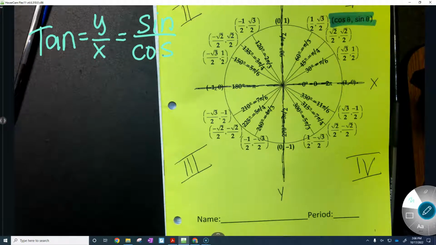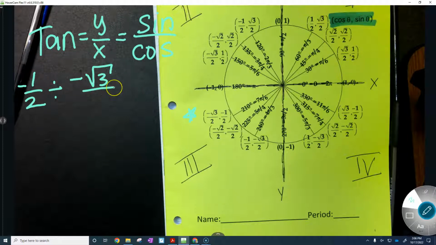Y'all, tangent is just the division of the coordinates. That's all it is. So let me pick a coordinate. I'll just pick this. So this is going to be negative. Here's your x, negative 1/2, divided by your y value, negative root 3 divided by 2. Hey, what's a negative divided by a negative? So tangent's positive down here.